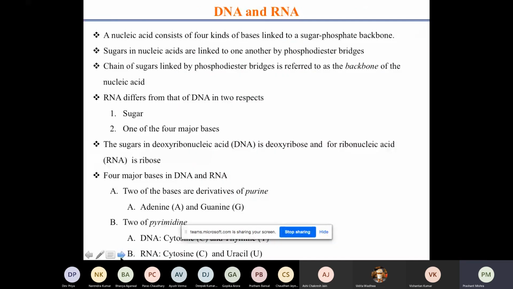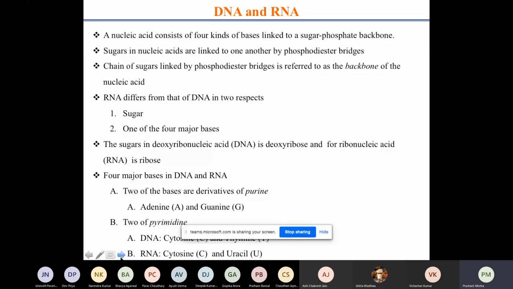Now coming to the more interesting point, which is the structural information. So what are DNA and RNA? By now you might have got some idea. One is a deoxyribonucleic acid, another is a ribonucleic acid. Both of them are responsible for information transfer. So DNA is carrying information, giving it to RNA, and RNA finally passes it on to the protein.